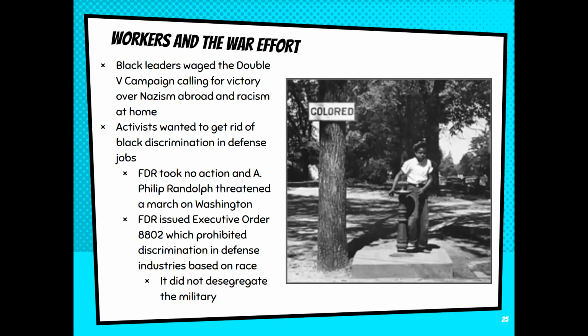The argument was made, and you heard it in the video, how can a country fight against a fascist, racist government in Europe while we still have systemic racism, discrimination at home? Activists want to get rid of discrimination in defense jobs and defense factories. Roosevelt doesn't want to push that. And so some Black leaders threatened to march on Washington.